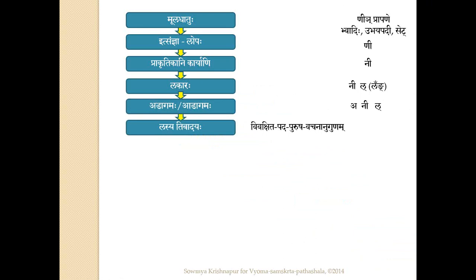Tiptasji iti ekenaiva sutrena ashtadasha pratyayah vidhiyante. Tatra kim padam ishyate. Ayam ubhayapadi. Kasya parasya vivaksha, parasmai parasya va, atmane parasya va. Kasya purushasya, kasya vachanasya. So kutra kim padam prayoktavyam, kutra kah purushah, kutra kim vachanam, ityadi sarvam drishtam gate adhyaye. So depending on our vivaksha, what we are trying to express, we decide the pratyaya.